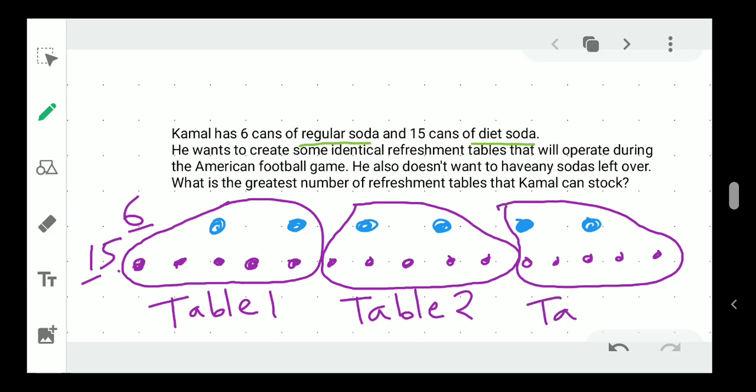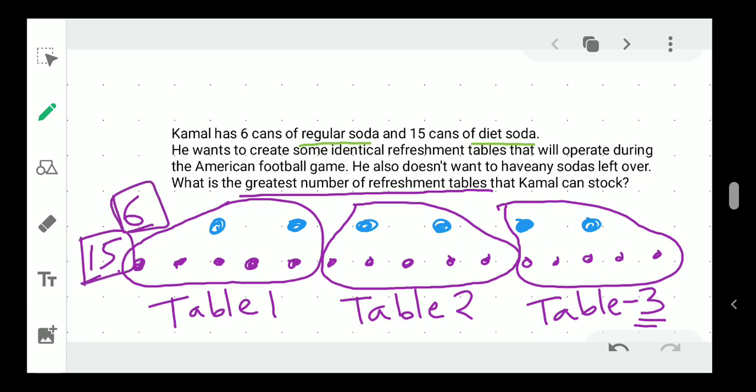So this is table 3, and you can see that out of these 3 tables, in each of the tables, the same number of regular sodas and diet sodas are there. So how have I taken out this 3? Whenever you see the greatest number of refreshment tables, if somewhere it is written greatest number, that is nothing but your HCF, because HCF means highest common factor. So I am here finding out the common factors of 6 and 15.